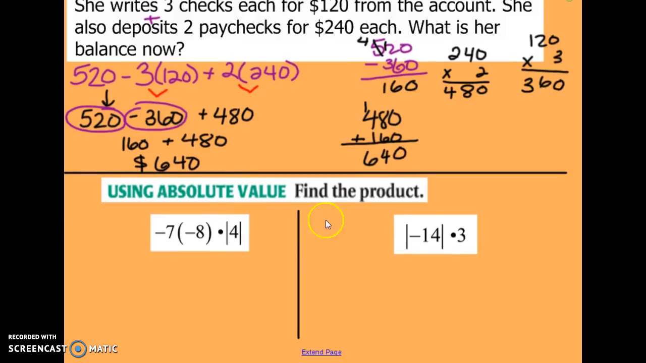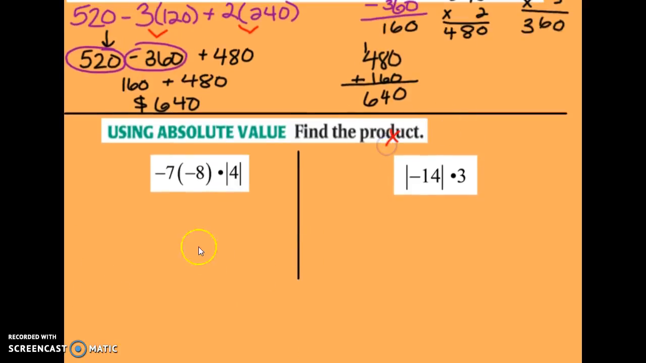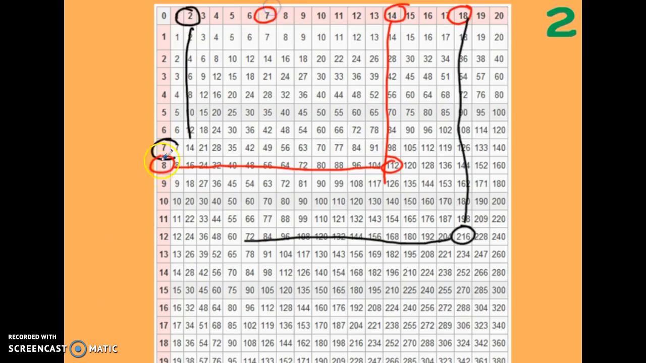Alright, next, use absolute value. Find the product. Product again just means multiplying. So first, looking at just our first two numbers, a grumpy and a grumpy, they get along, they're grumpy together, so our answer is going to be positive. And 7 times 8, you can use your multiplication table. 7 times 8 is right there, 56.